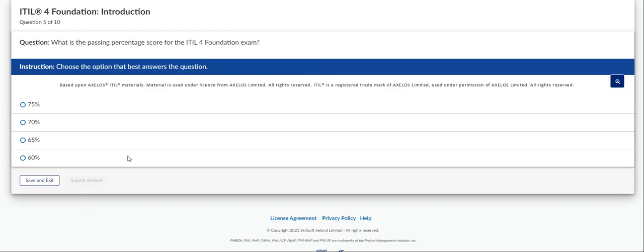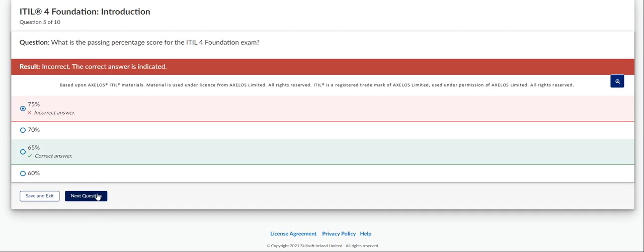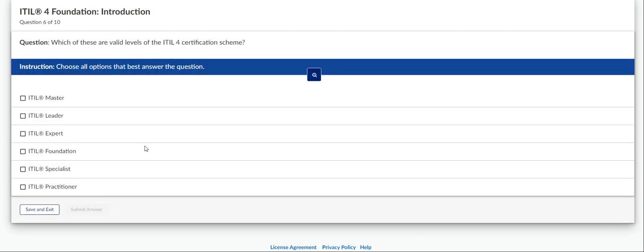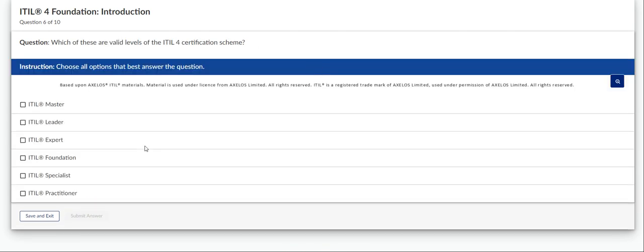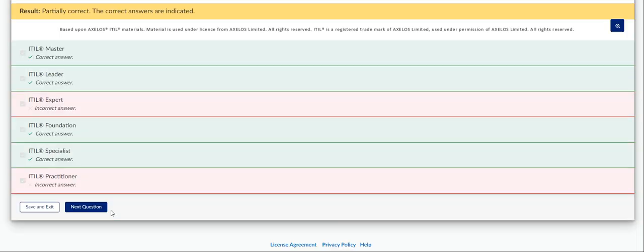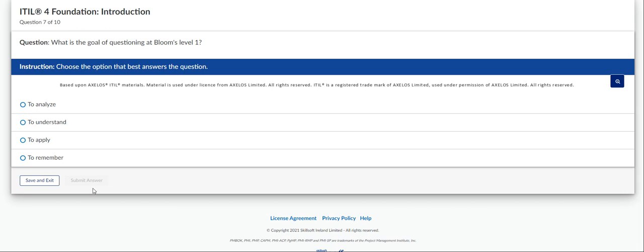So 75 passing for this one. I think we made about two mistakes already. What is the passing percentage for ITIL 4? I think it's 77, 65. Which is the valid levels for ITIL certification scheme? Which of these are valid levels? Master, leader, expert, foundation, specialist, practitioner. All right, I'm not sure about that.